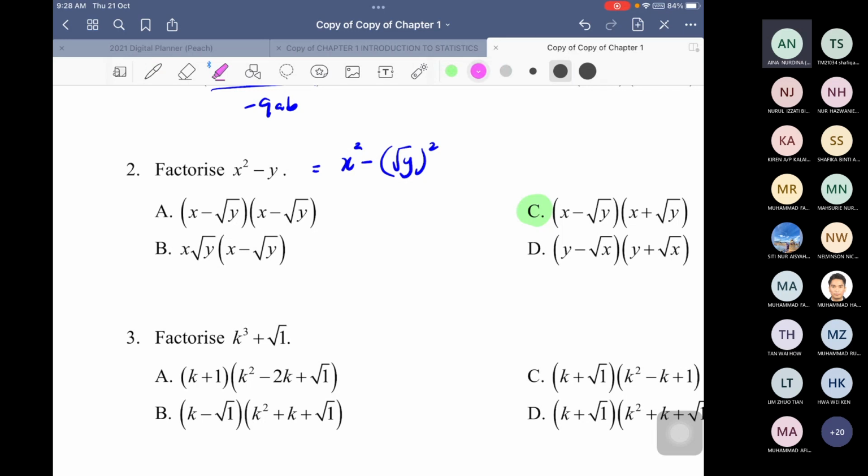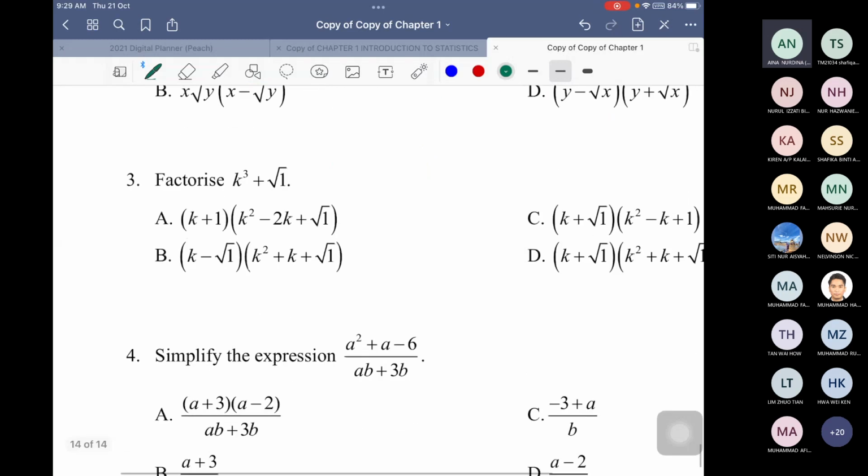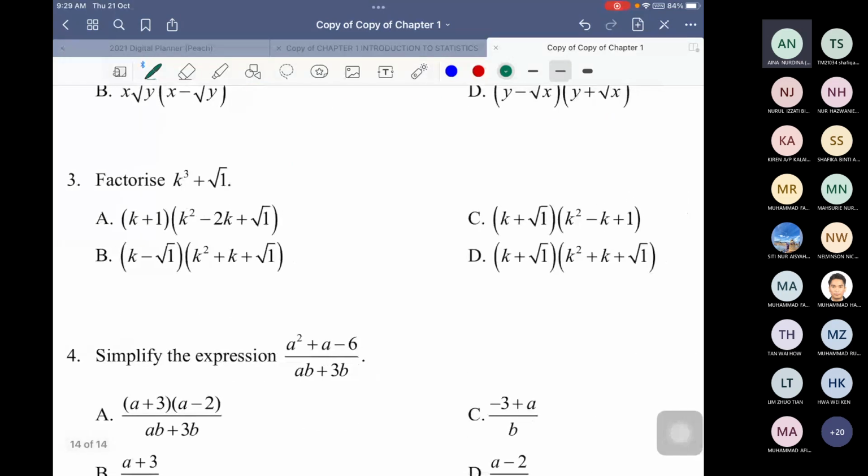So, apa kita punya A? Kita punya A adalah x. Kita punya B adalah square root of y. So, remember formula dia? So, formula dia adalah A tolak B darab dengan A tambah B. Sebab tu jawapan dia adalah bersamaan dengan C. Okay, nombor 3. So, nombor 3 ni sama juga macam lebih kurang macam yang sebelum ni.